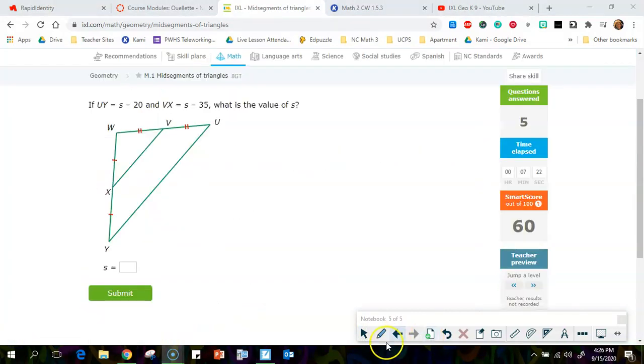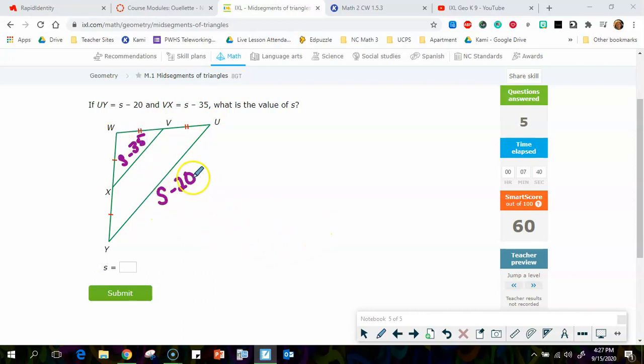We'll probably jump another level. Let's look at this one, then we'll jump a level maybe. So let's see, UY is S minus 20. Where's UY? That's the long one right here. S minus 20. And then VX is S minus 35. Okay, so this time both of them are an expression.